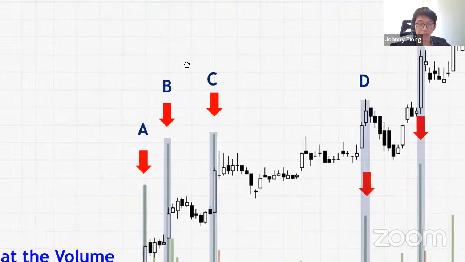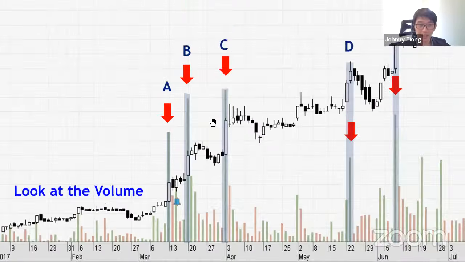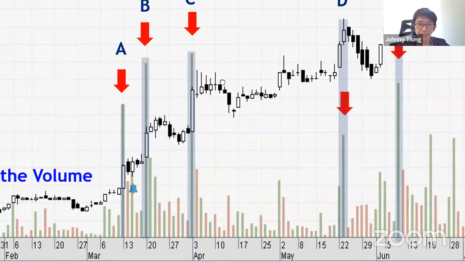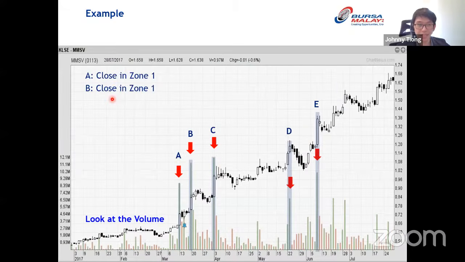Then we look at candle B. You see the volume is so high, and then the candle closes in zone 1. So buyers are in control. A lot of buyers are buying the stock. So the B candle also closed in zone 1. Then we go to candle C. You see the volume is so high, meaning a lot of people are buying, pushing the stock price up. C also closes in zone 1.